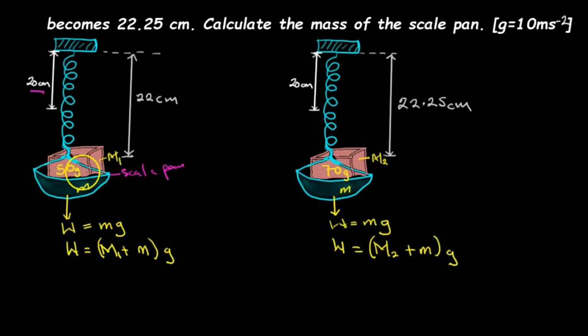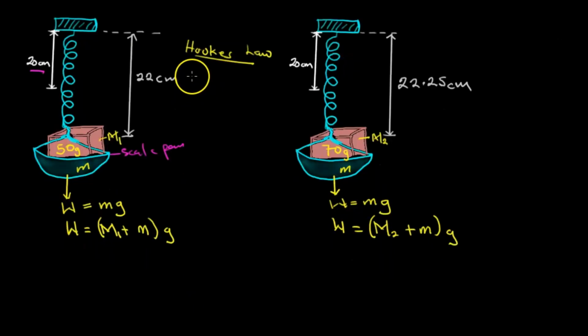We know that our M1 is 50 grams and our gravity is 10 meters per second squared, and our M2 is 70 grams and our gravity g is 10 meters per second squared. So at the appropriate time, we will do the necessary substitution. But for now, let's look at this. We all know Hooke's law: provided the elastic limit is not exceeded, the force acting on this body is proportional to the extension or the change in length in the spring, where K is our spring constant.